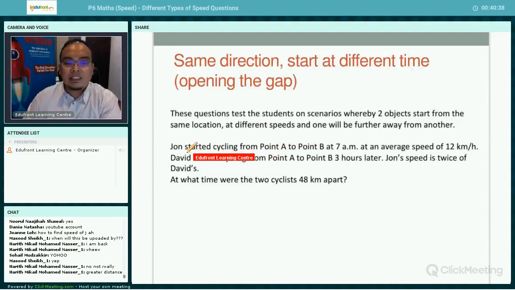So let's take a look at this example here. Don started cycling from point A to point B at 7 a.m. at an average speed of 12 kilometers an hour. David started cycling from point A to point B 3 hours later. Since Don's speed is twice that of David, David will never be able to catch up. Why? Because Don is faster than David, and some more, Don starts first. So in fact, the gap will become wider and wider. Okay, so at what time were the two cyclists 40 kilometers apart?